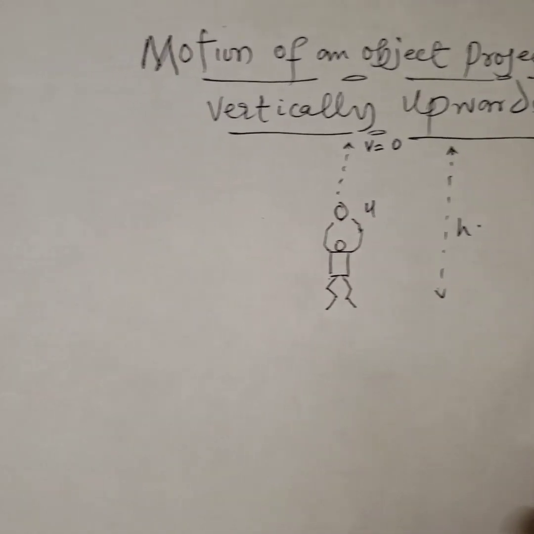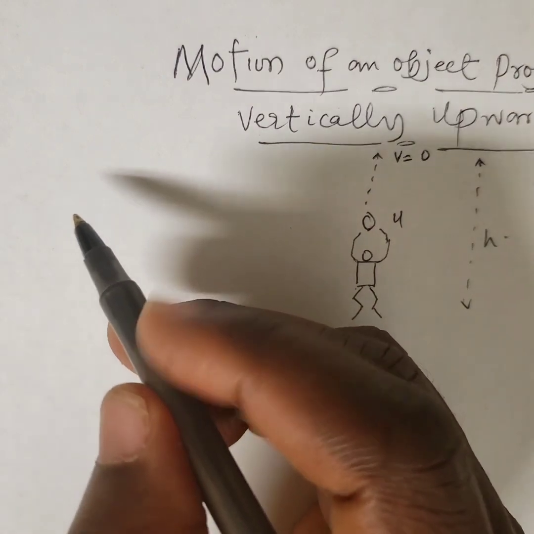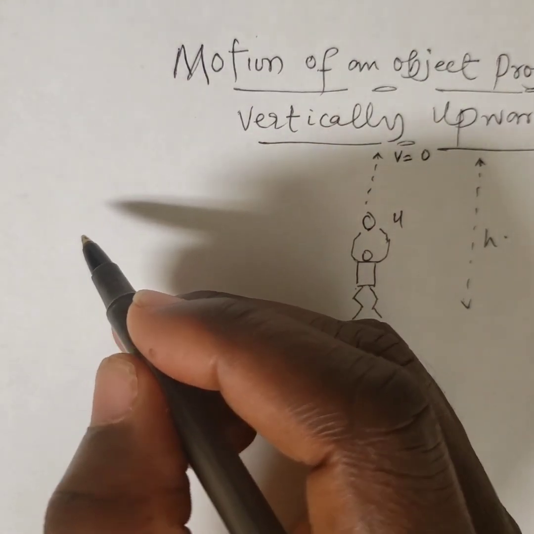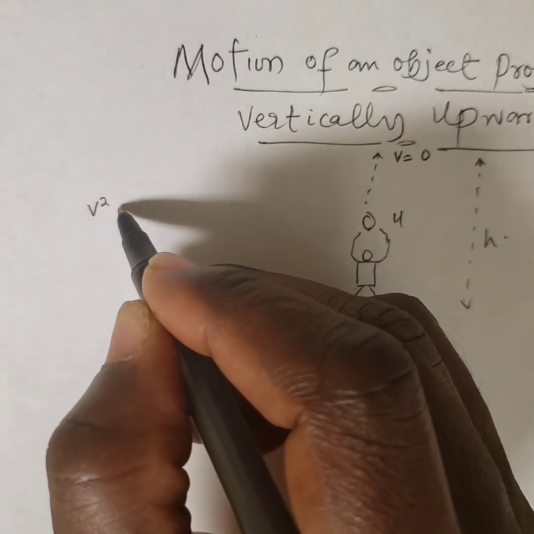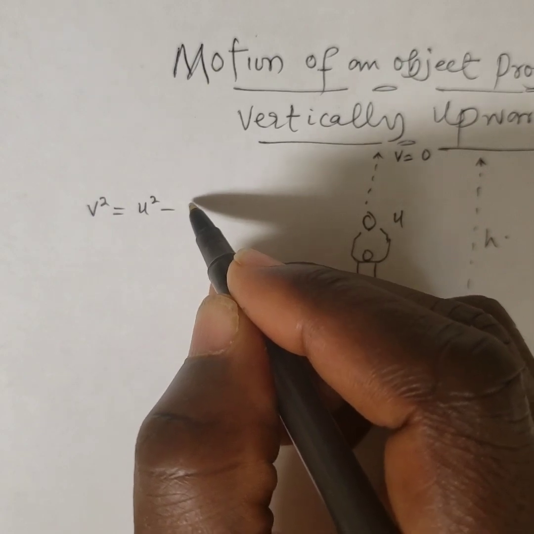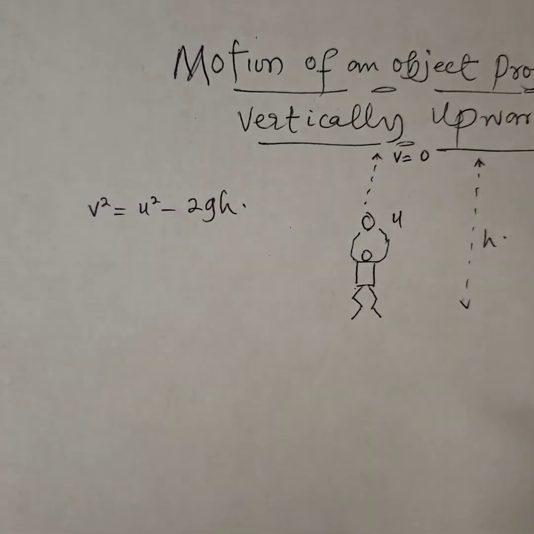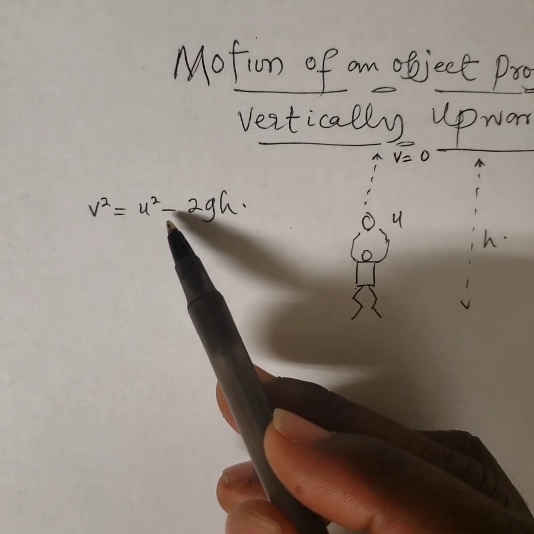In our previous video, I itemized the four equations of motion. So I'm going to make use of the second equation of motion, which is v squared equals u squared minus 2gh. In our previous video, the sign here was positive. Now we are making use of a negative sign.